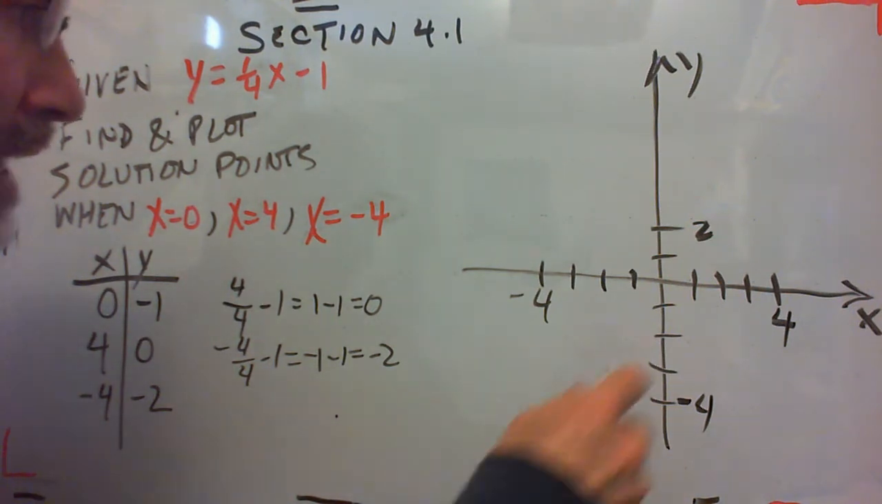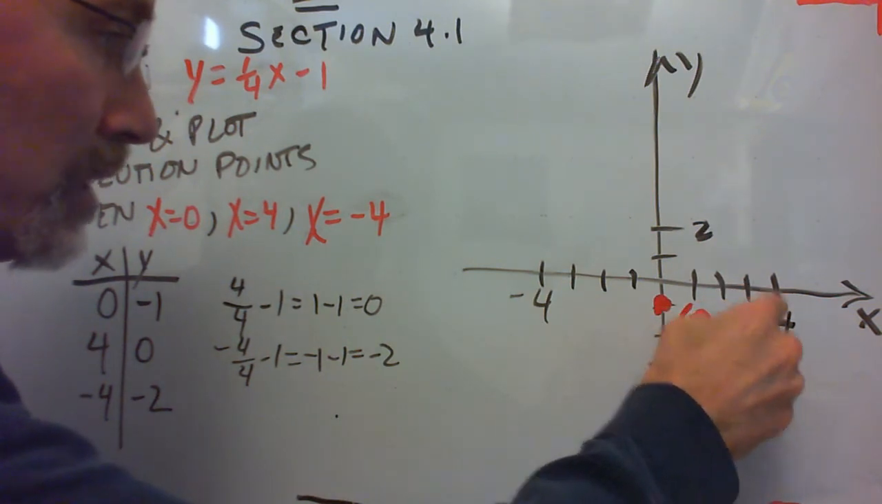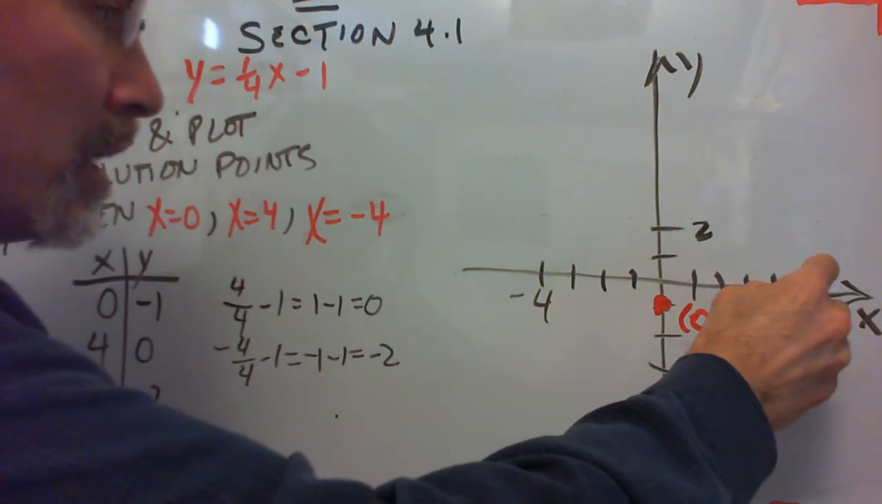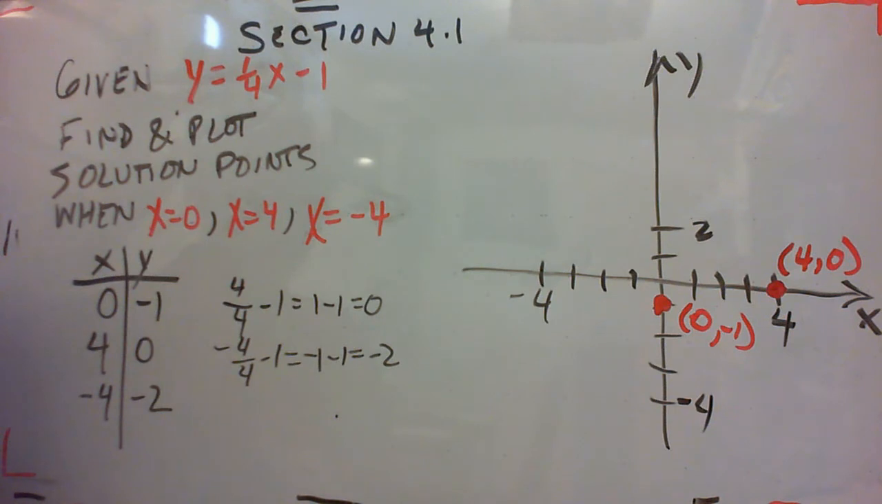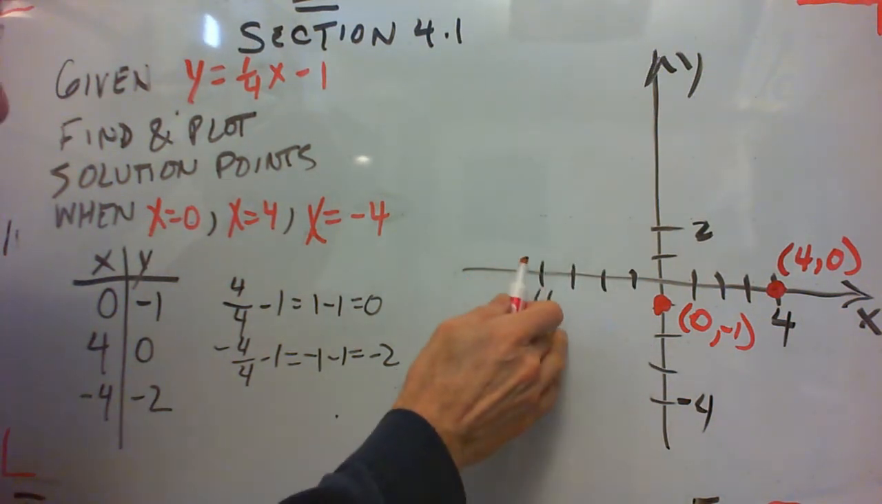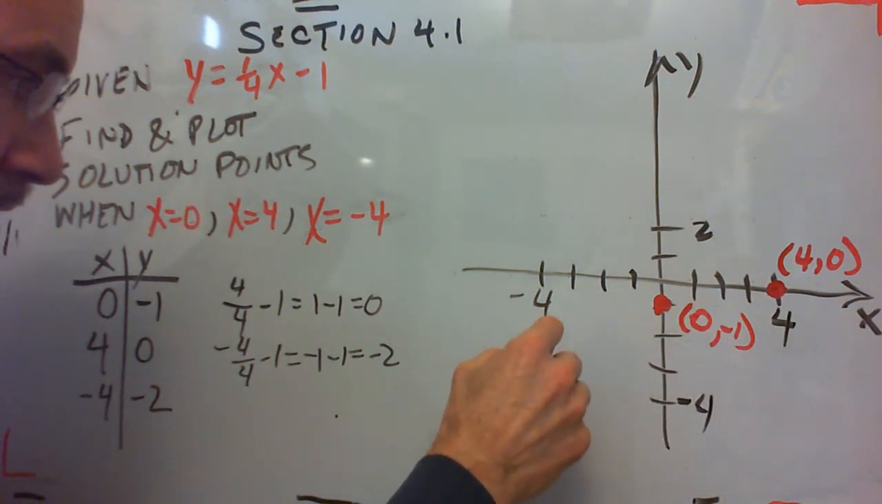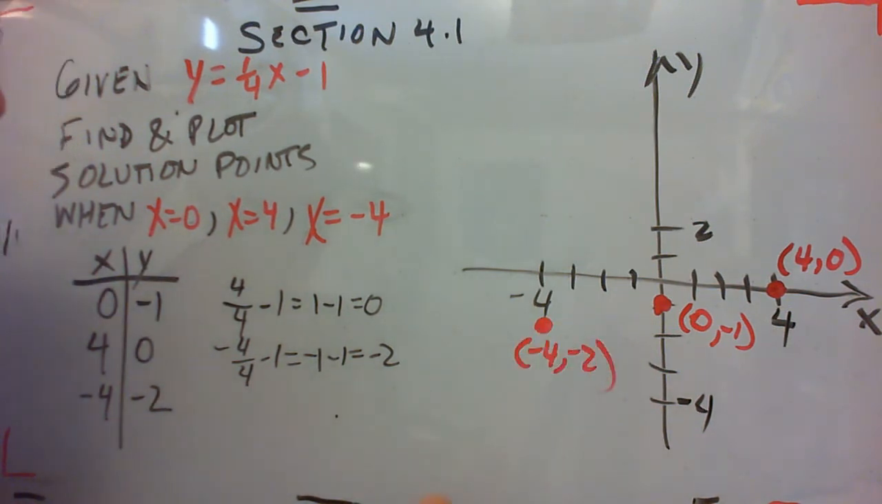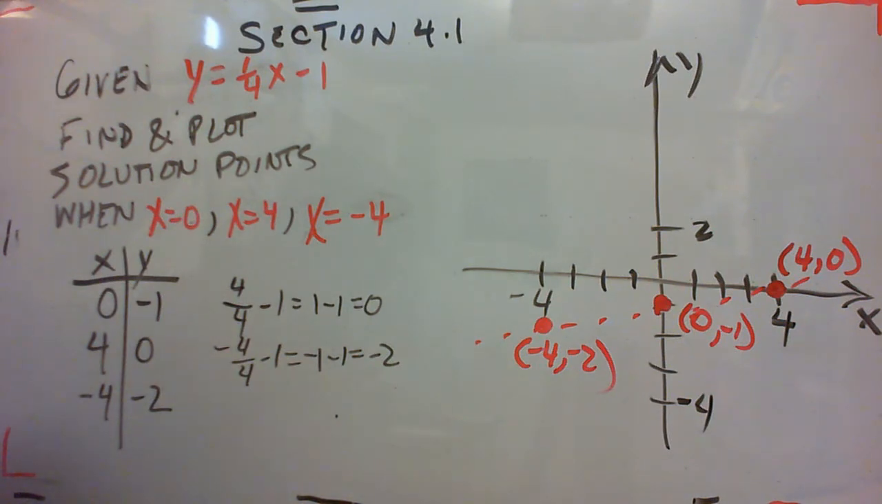So 0, negative 1: x is 0, y is negative 1, is this point on the y-axis. X is 4, y is 0, that's on the x-axis. X is negative 4, y is negative 2 is the point down here where y is negative 2 and x is negative 4. And again, the points line up. And for all these graphs in the 4.1 homework, the points should line up, except for number 1, which is a scatter plot. Those points are kind of scattered all over.